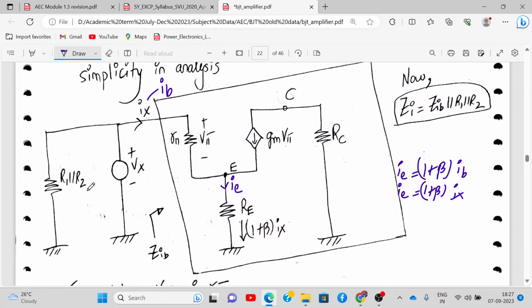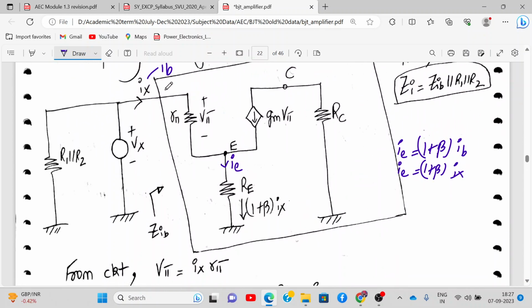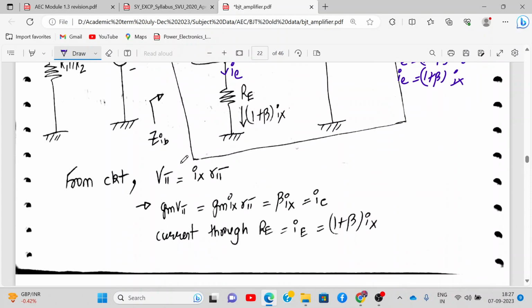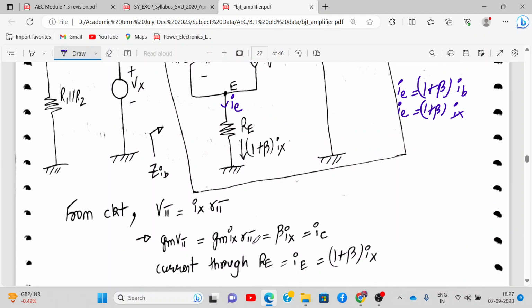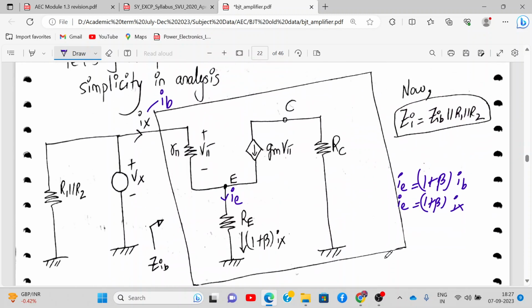So here we write what V pi is. V pi is Ix into R pi. And your GM V pi will be GM into Ix into R pi, and GM into R pi is nothing but beta, and beta Ix, beta IB, is nothing but IC. So the current flowing through RE will be IE, which is 1 plus beta Ix. Are you following? Hello.